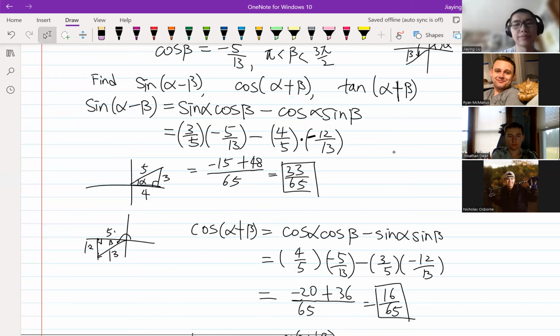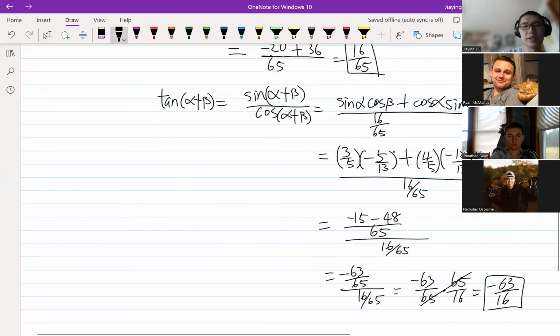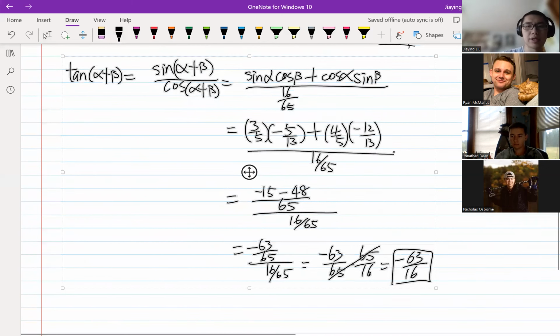All right, so let me move this to the left a little bit. Okay.